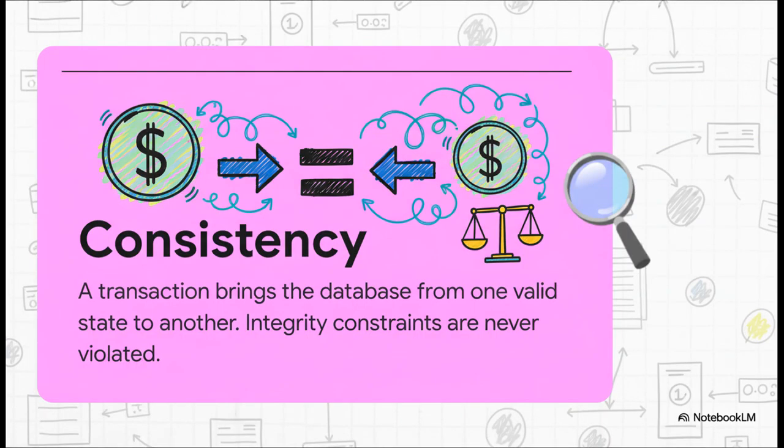Next up, C stands for consistency. This rule means the transaction has to leave the database in a valid, logical state. Think about it like this. If you transfer $100 from your checking account to your savings account, the total amount of money you have is still the same, right? The transaction can't just invent money or make it disappear. It has to keep the data's integrity intact.